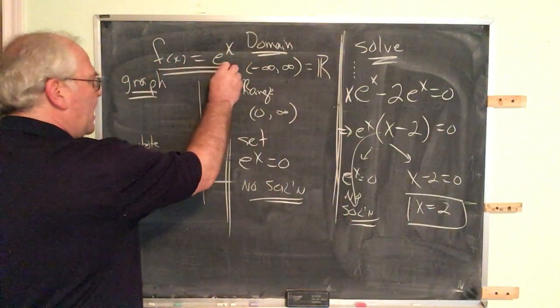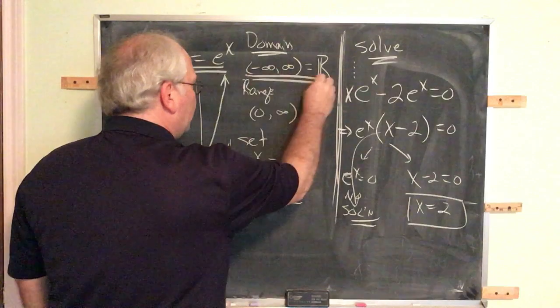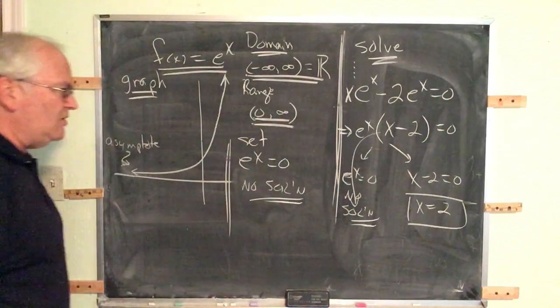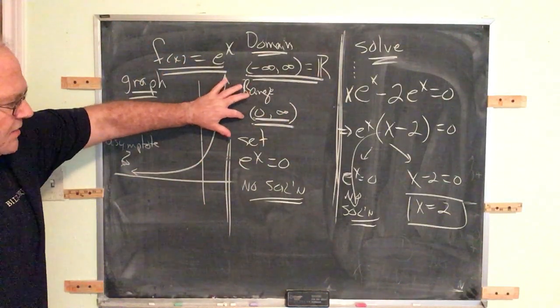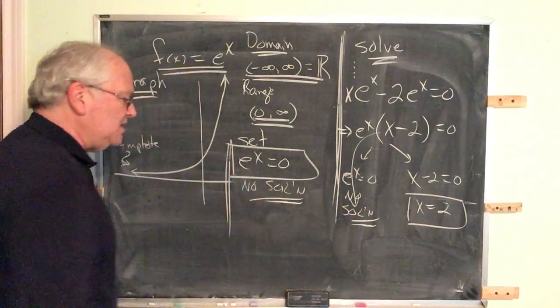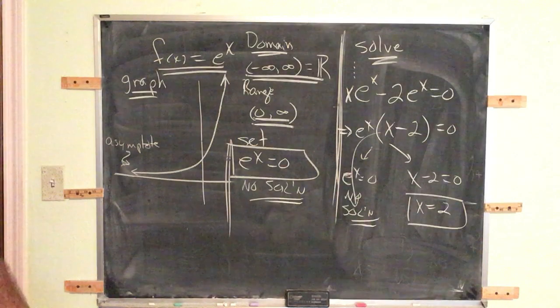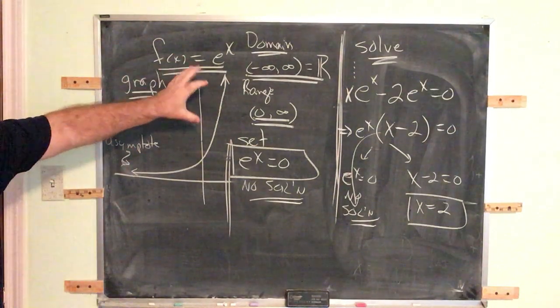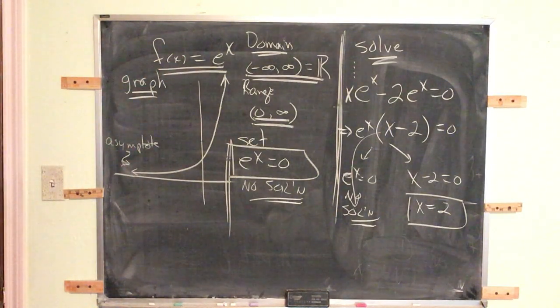So the function e to the x: the domain is all the real numbers. The range is from 0 to infinity, not including 0. And an important piece, if you set e to the x equal to 0, you get no solution. So those are the basics of this function e to the x.